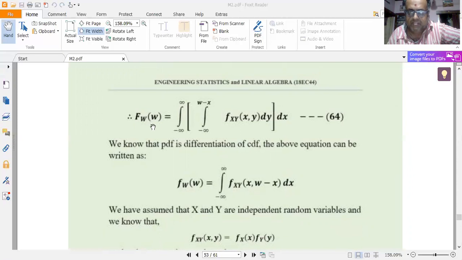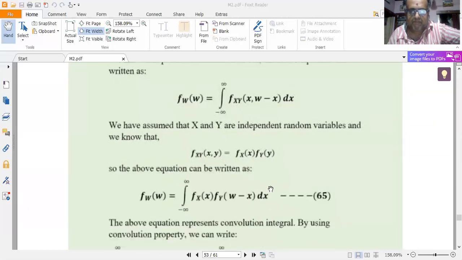If I am differentiating the integral on both sides with respect to w, then I get the PDF. If I differentiate the CDF, I get the PDF. So differentiating both sides and applying the Leibniz rule of differentiation under the integral sign, I get f_W of w equal to integral minus infinity to plus infinity f_XY of x comma w minus x dx.